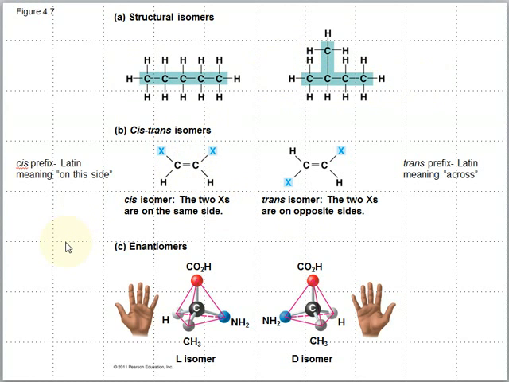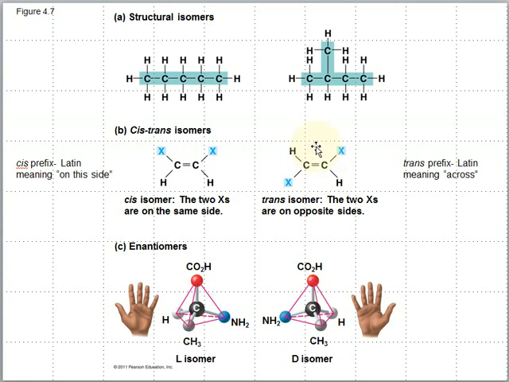But the cis prefix is Latin for meaning on this side or on the same side. So let's say you have two isomers here of a particular compound. And in this isomer, the cis isomer, X is just representative of whatever element you want to put in there. It doesn't matter. X is just a variable that we're sticking in there. Notice that the X is located on the same side. So that would be a cis isomer.